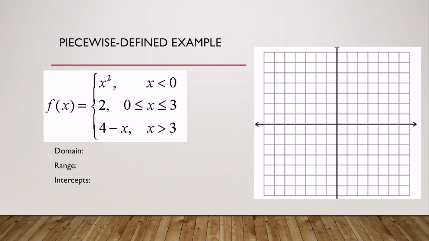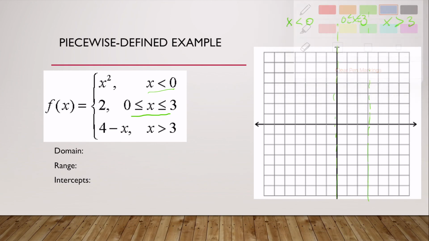So our last piecewise defined example is f of x equals x squared when x is less than 0. F of x is 2, which is a constant function, when x is between 0 and 3. And f of x is 4 minus x when x is greater than 3. So this actually divides my domain up into 3 sections. I have when x is less than 0, that's right here. I have when x is between 0 and 3, that's right here, 0 less than or equal to x less than or equal to 3. And I have when x is greater than 3. I have this defined by 3 different functions.